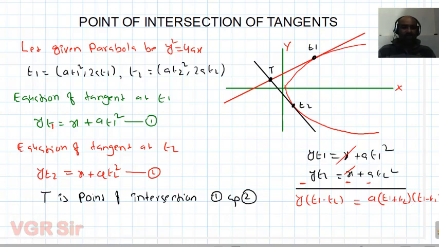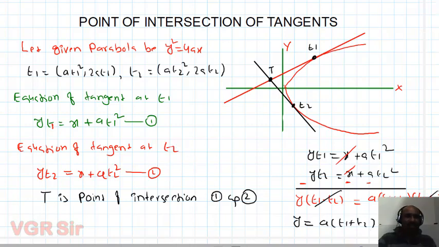So what happened here? T1 is never equal to T2, no? Distinct points, that's why I can cancel these two. So the y coordinate of the point of intersection I got as a times (T1 plus T2). Now I want to find its x coordinate by using any one of the equations. I want to use the first equation.